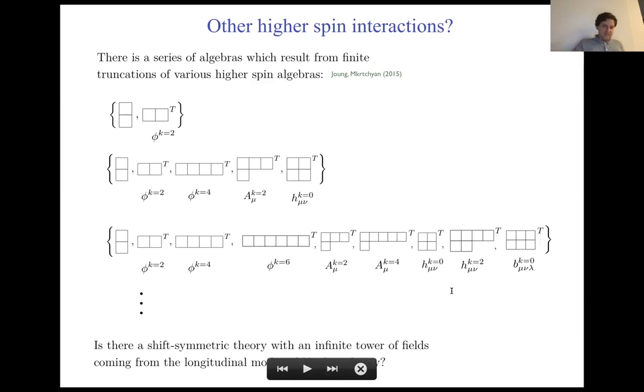And if you can take the limit to infinity of this sequence, maybe there's a shift symmetric theory with infinite towers of fields, which you could think of as some kind of longitudinal mode. You can imagine string theory, which is a theory of massive high spins, and you take a massless limit where the string scale is being set to 0, and it becomes a Vasiliev-like theory of massless fields, and some longitudinal modes decouple. That giant theory of an infinite number of longitudinal modes could be some giant shift symmetric theory whose algebra is the limit of all this. So that's all speculation at this point.